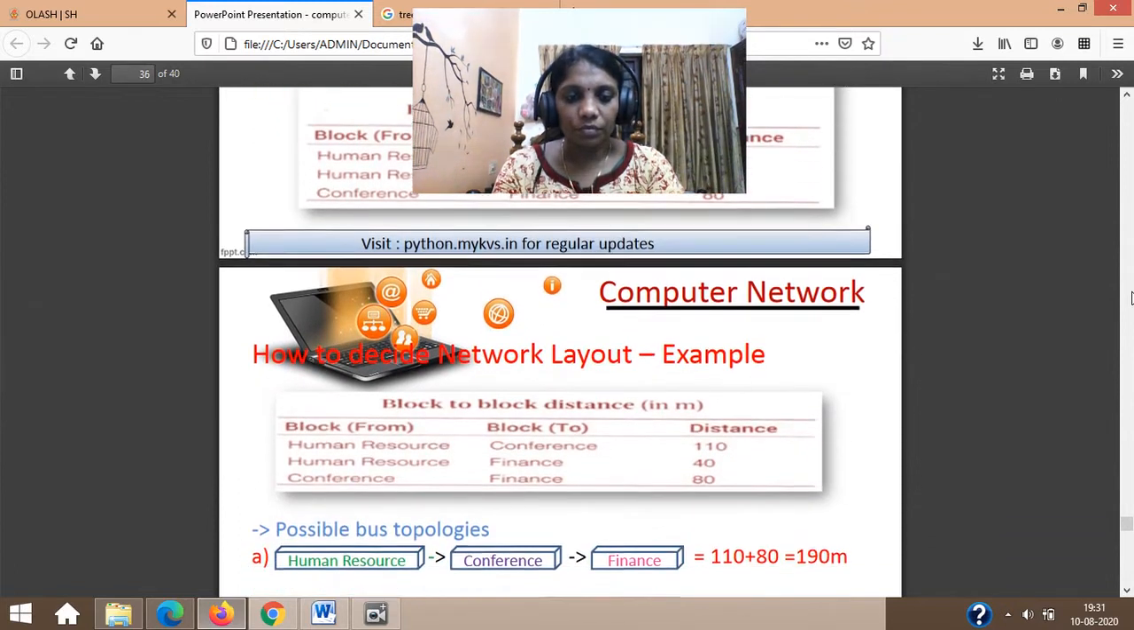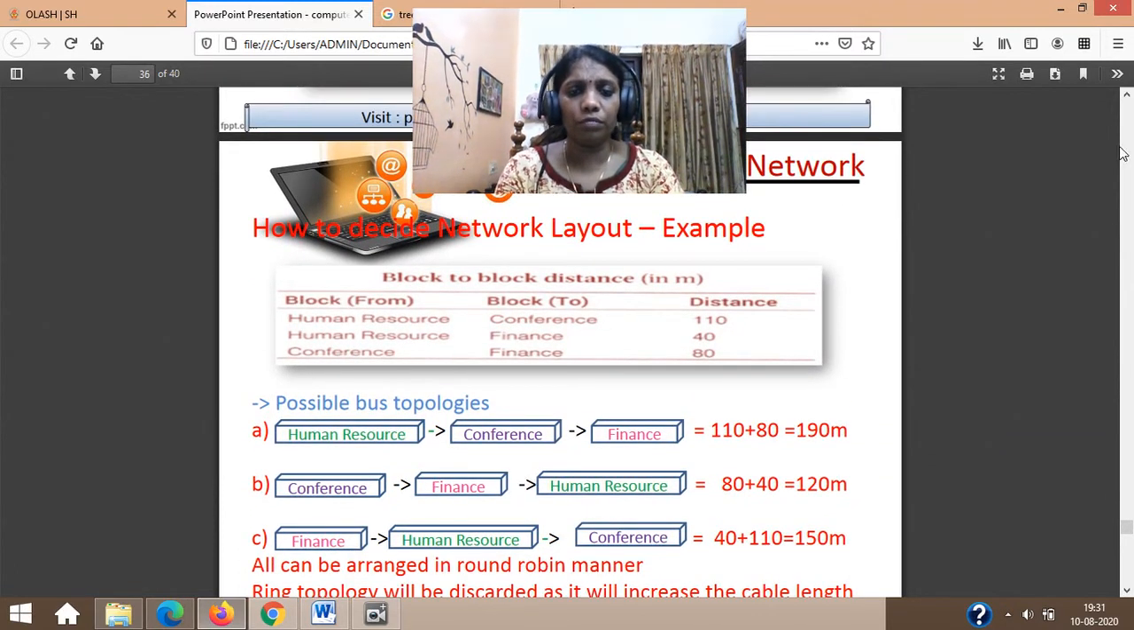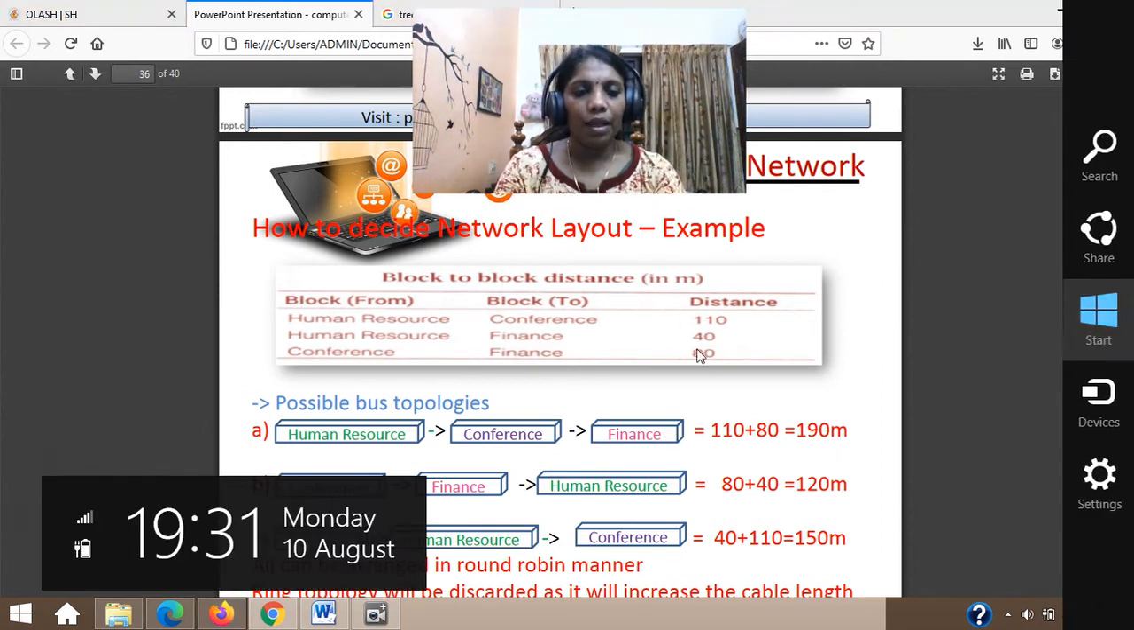So let's move on and see what is happening. Before we choose the layout, we are going to find out how much distance there is between human resource and conference, and between finance. So human resource and conference is 110. Then from conference to finance it is 80. So 110 plus 80 is 190. That's the length; it has been calculated and kept.